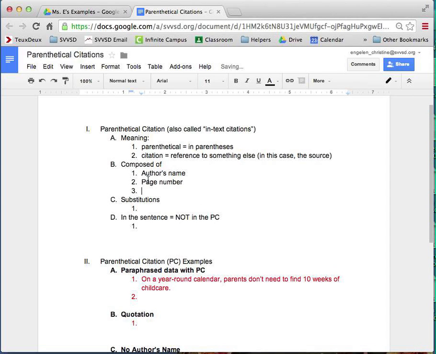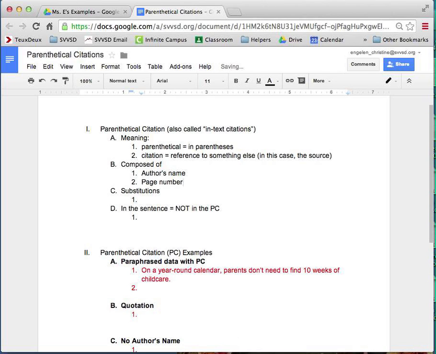Okay, so a parenthetical citation is composed of the author's name, and it also contains the page number of the source. Now, I know that a lot of you used websites, and those websites don't have page numbers. That's okay. We're going to deal with that.